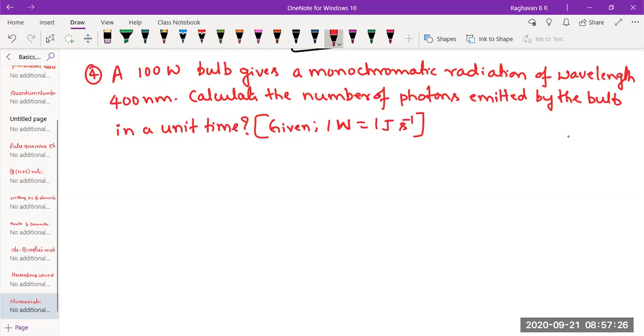Excuse me, sir. Anirudh has raised the hand. Yes, tell me, Anirudh. Sir, the answer is 2.012 into 10 to the power 20. Very good. Very nice. That's the correct answer. Anirudh, tell me what you have done. First, we have the power of the bulb, that is 100 joules per second, 100 watt, which we converted into joules.